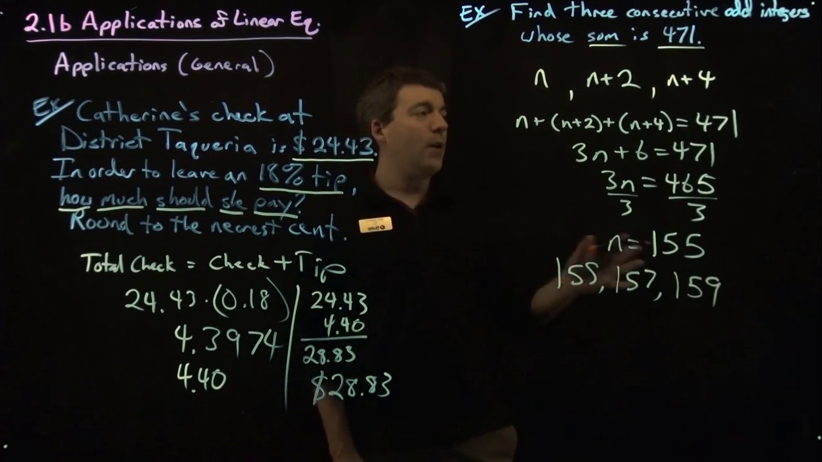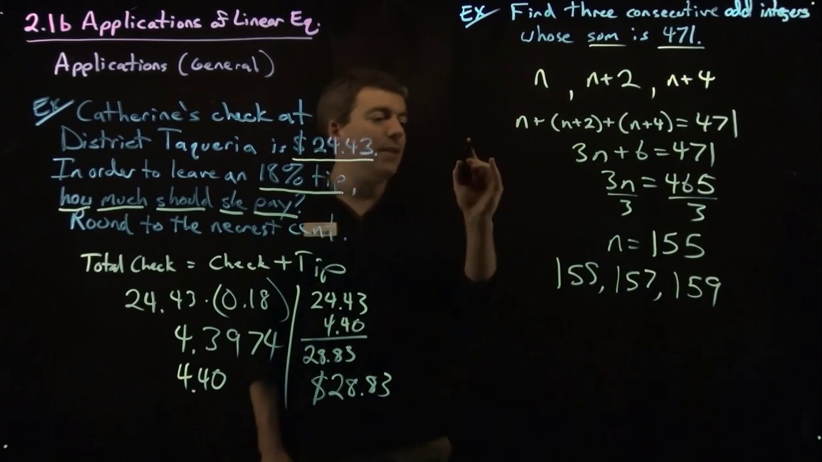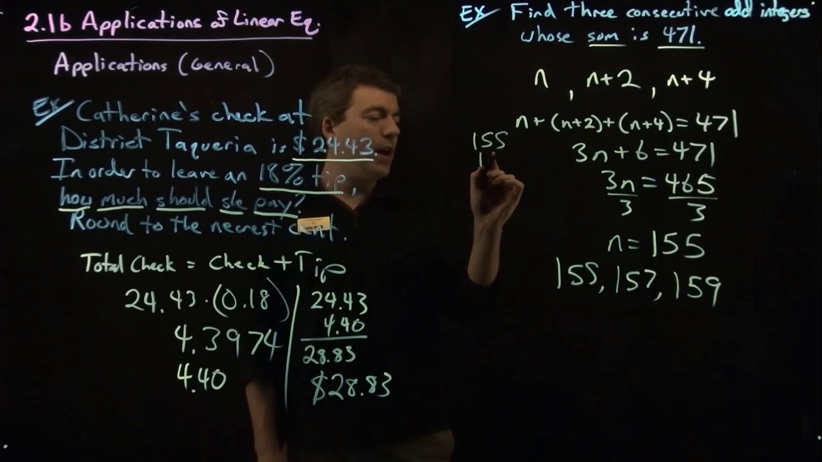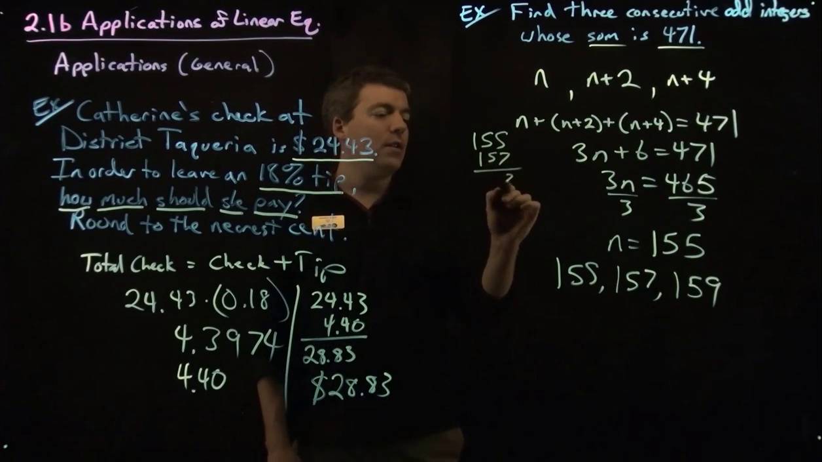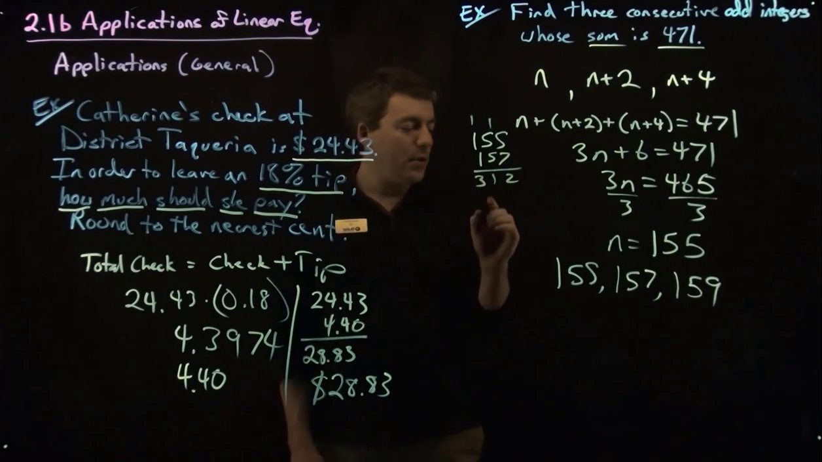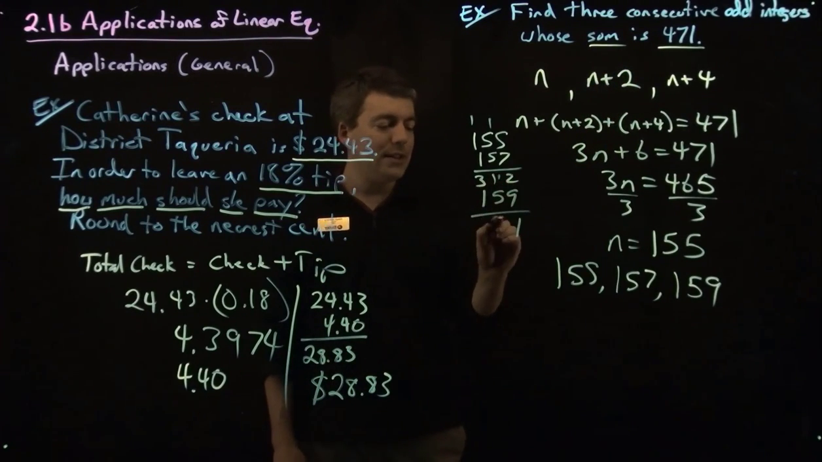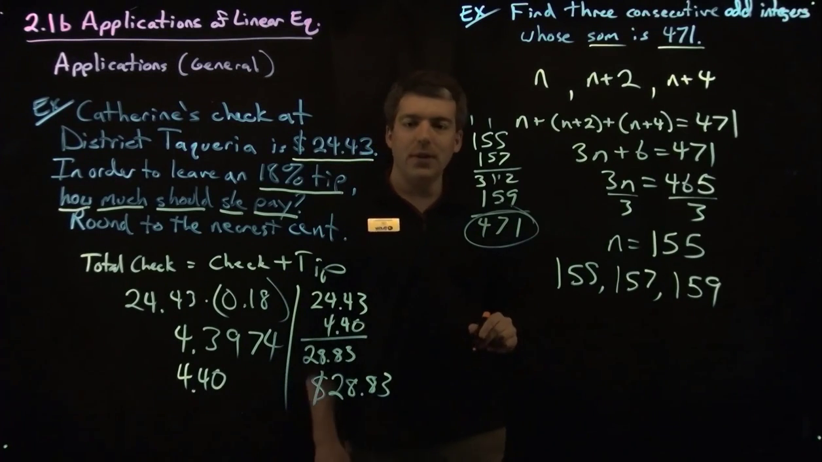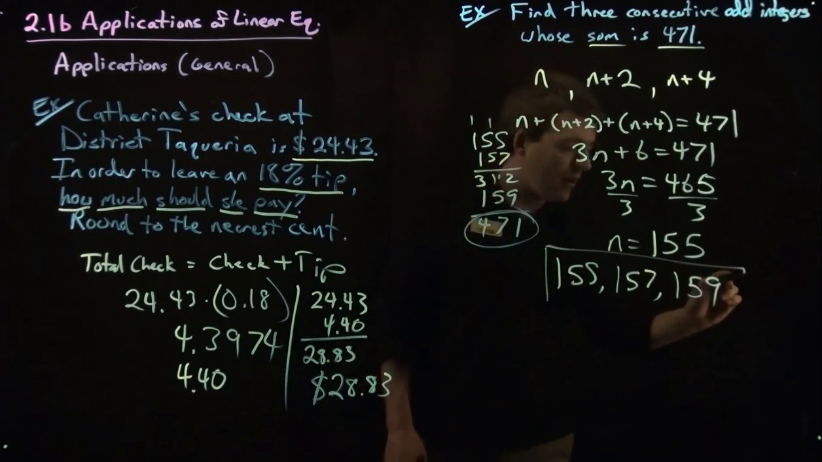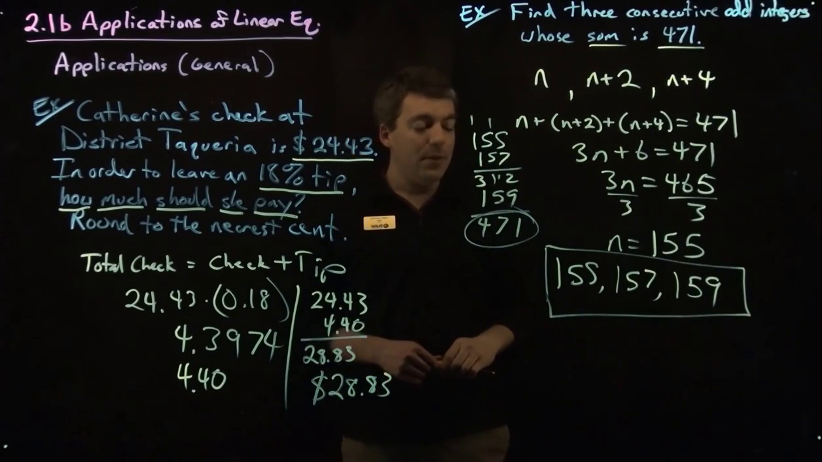Okay, now to verify that this does indeed add up to 471, let's add these together. So 155 plus 157, 12, carry 1, 1, 1, 3, so 312, and let's add 159. We've got a 1, starting off pretty good. Carry the 1, 7, excellent. 3 plus 1 is 4, 471. All right, so these are our 3 consecutive odd numbers that add up to 471.